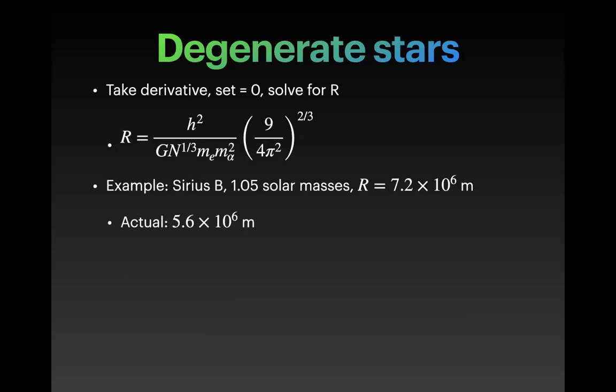The actual measured radius is a little bit off from that. So what's that error? 1.6 out of 5.6. I don't know, 25 to 30% error. So I would say that's good.